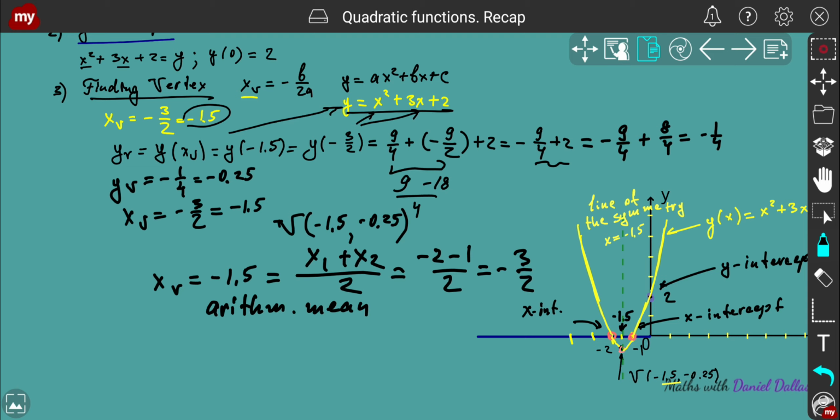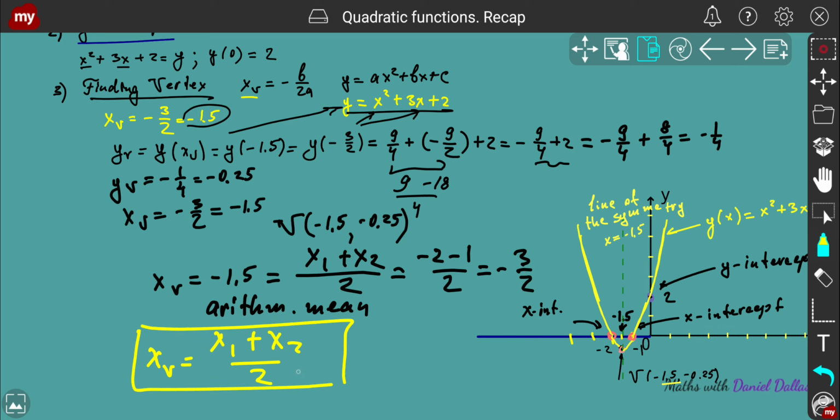So that's why, for example, in questions where you are given the x-vertex coordinate and one x-intercept, you can find another x-intercept using this formula. That's why I simply write that x-vertex is the arithmetic mean of x1 and x2 over 2, basically the midpoint of the segment. But for y, you cannot do the same, right? So for y, you definitely need to plug your x-vertex into the function.